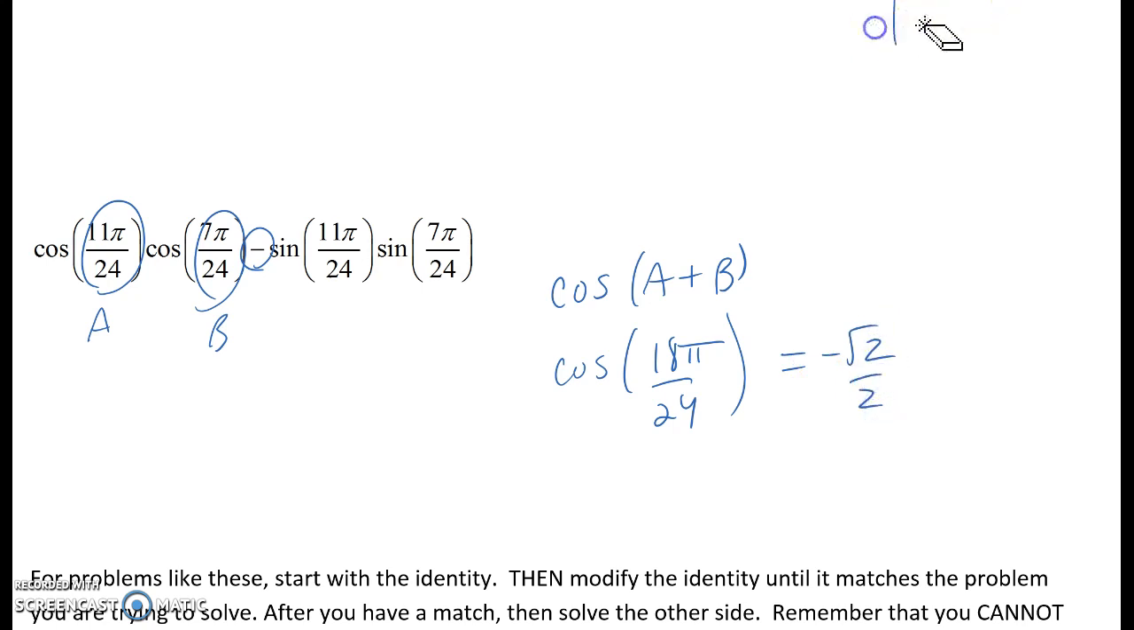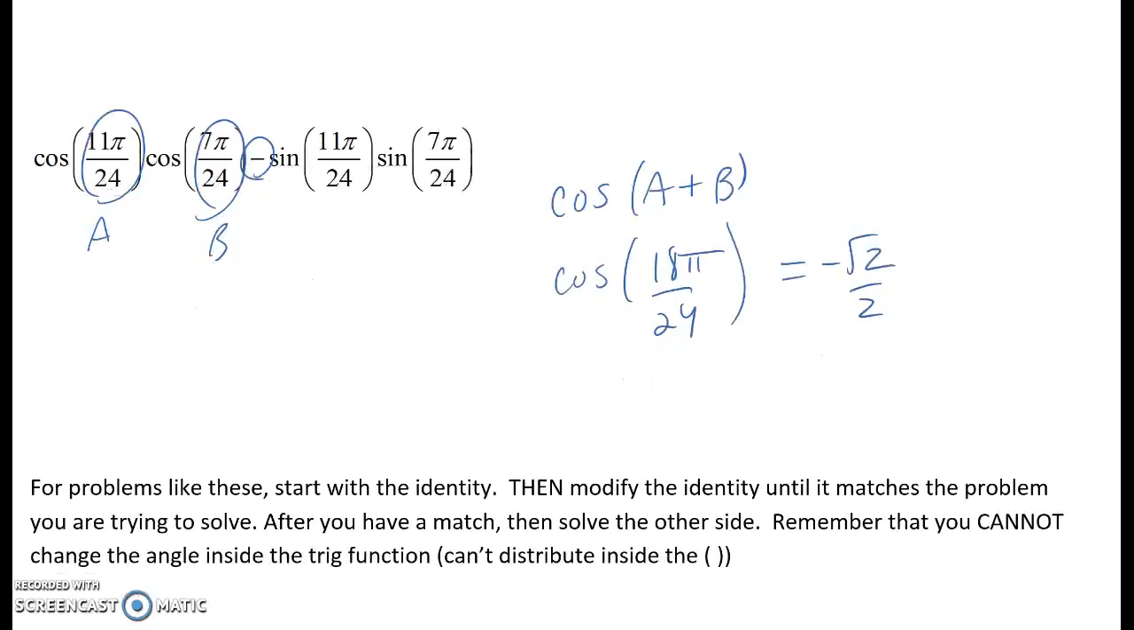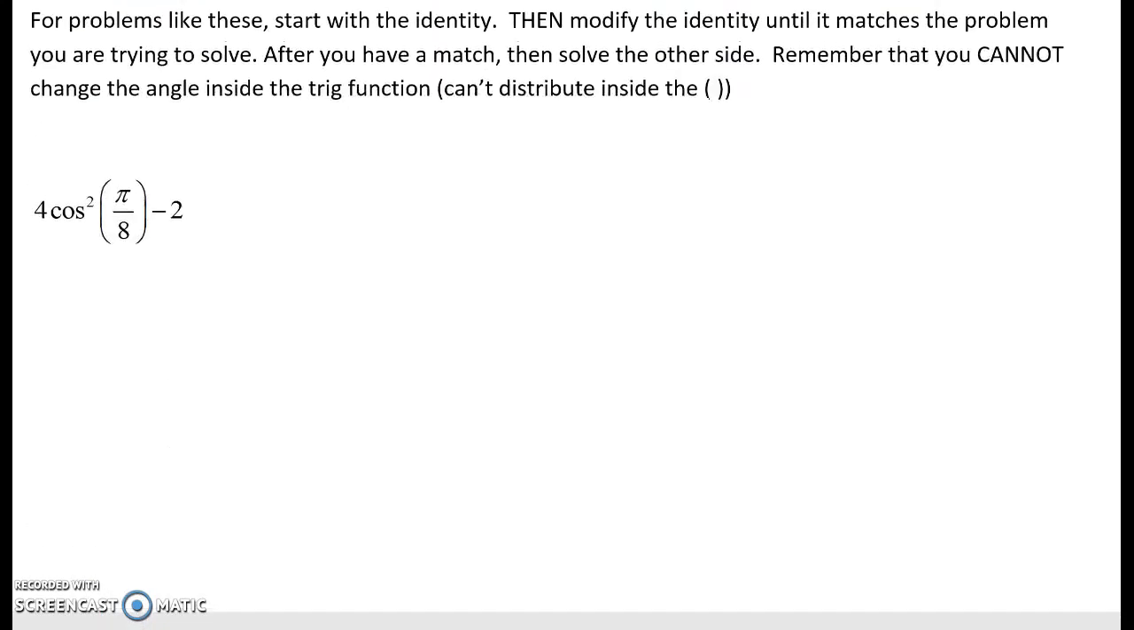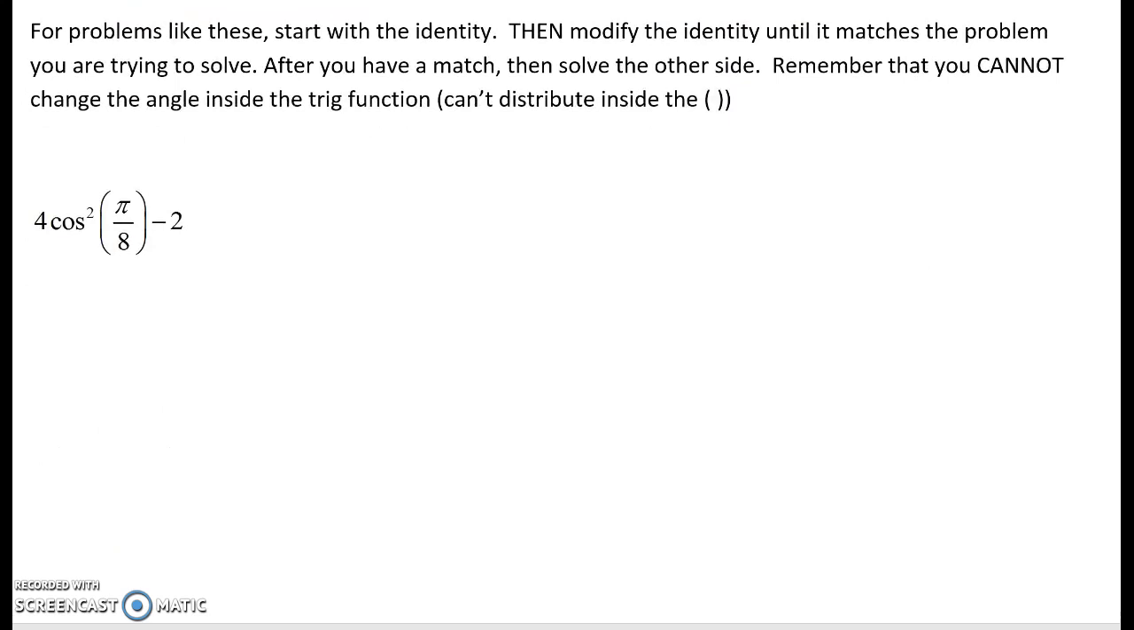So the trick to these problems is when it looks like it is all expanded out, what you want to do is go ahead and condense it back and then simplify. All right, the next category of problems are when we see something such as this and our directions just tell us to simplify. So what we want to do is first start with the identity. Which identity does it most closely match?